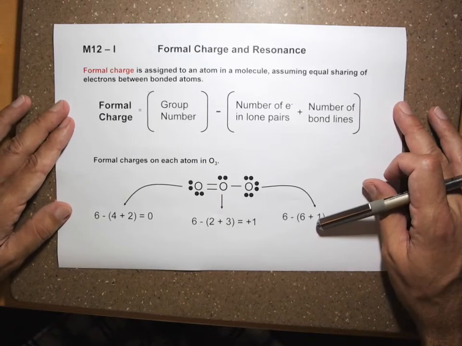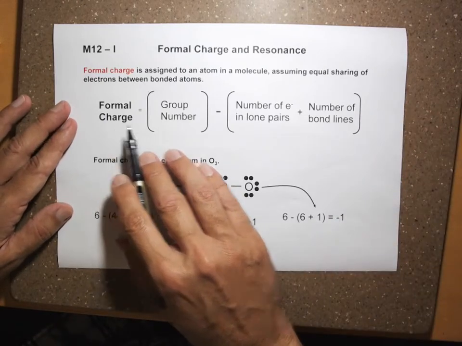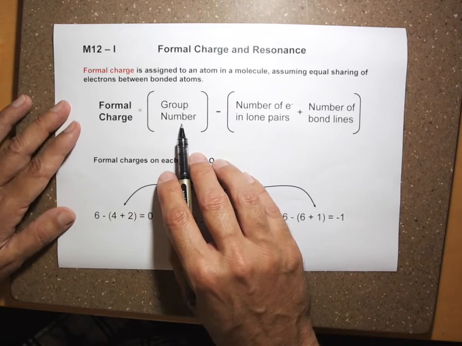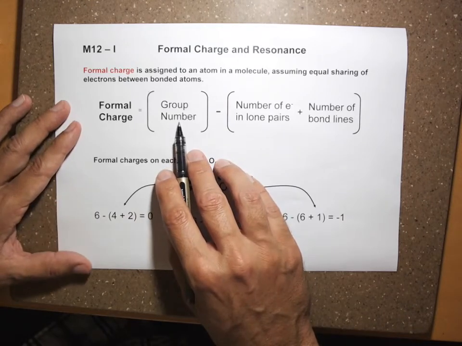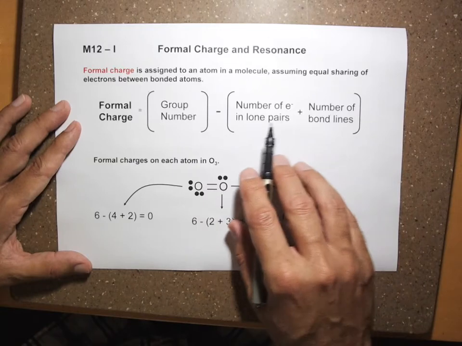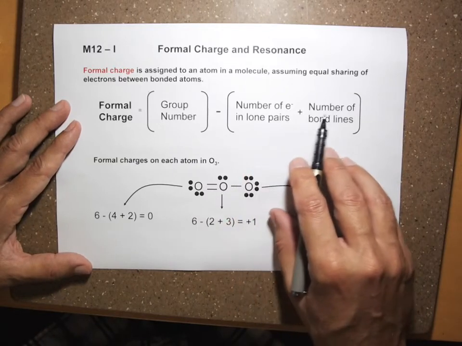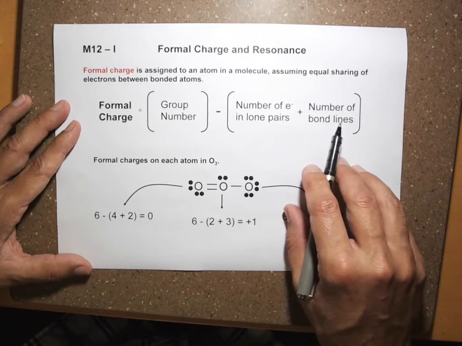Formal charge is going to be calculated in this way. We'll take the group number associated with the individual atom. We'll get that right off the periodic table. We'll subtract from that the sum of the number of electrons in electron pairs and the number of bond lines drawn to the individual atoms.